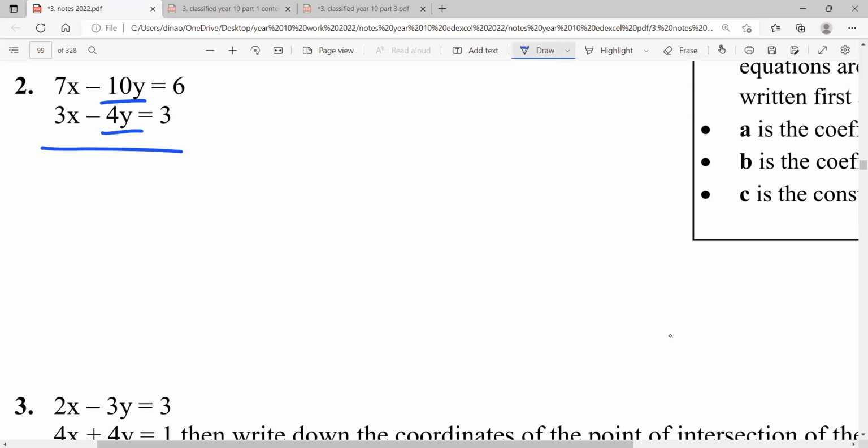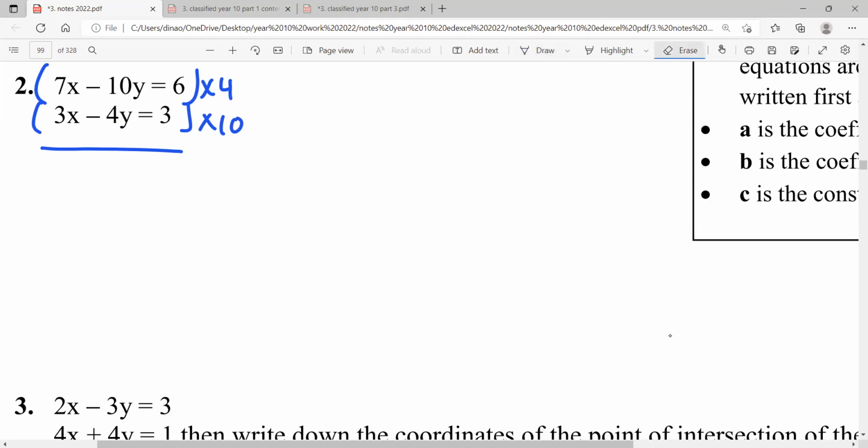Again, I ignore the signs, I don't change the signs, I keep the equation as it is. So I have a 10 here and a 4 here, negative 10 and negative 4. How do I change them to be the same? The easiest way is multiply up by 4 and multiply down by 10, like the same denominator.